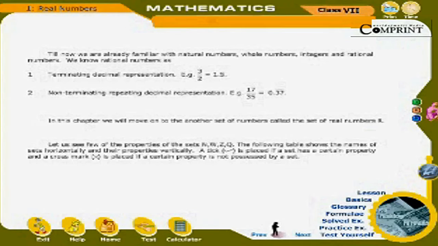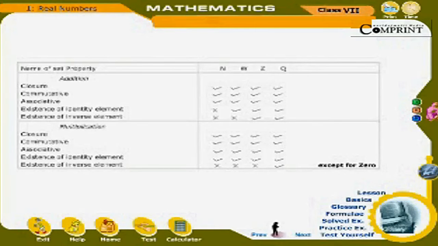Let us see a few of the properties of the sets N, W, Z and Q. The given table shows the names of the sets horizontally and their properties vertically. A tick is placed if a set has a certain property, and a cross mark is placed if a certain property is not possessed by a set. In the given table, you can find a few of the set properties and those properties possessed by different kinds of numbers as given below. Now, the name of the set property is given on the left hand side and the properties possessed by different kinds of numbers is given on the right hand side.